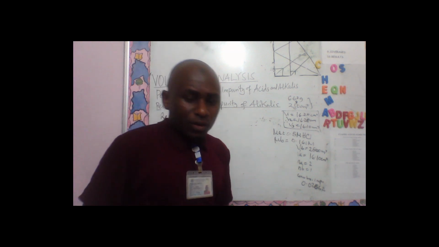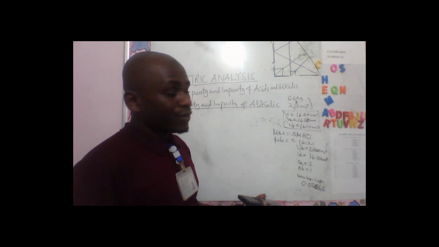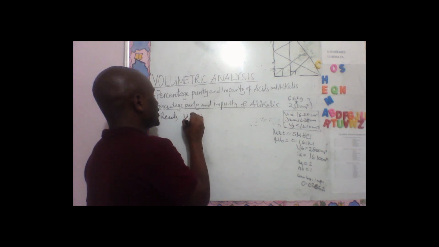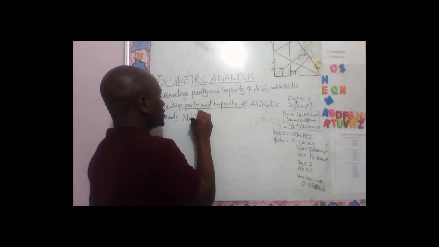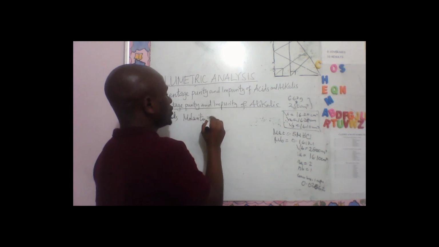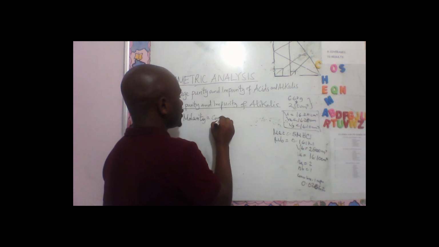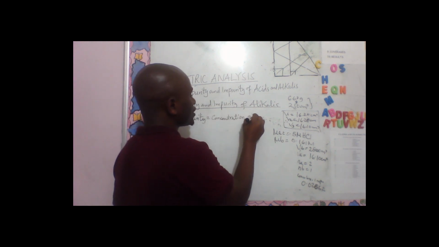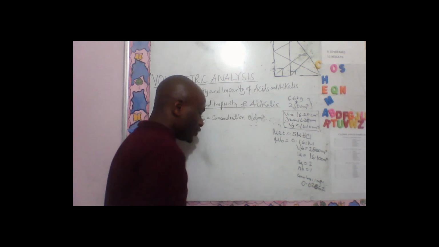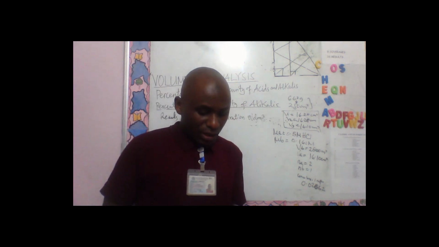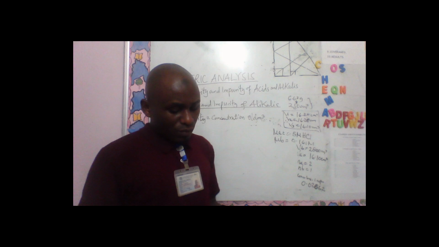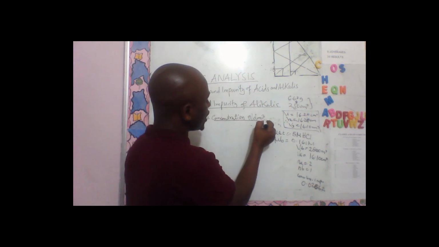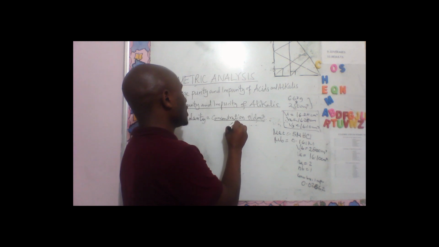We are just recalling. When we recall, we turn back. Molarity is related to concentration, and the concentration we are talking about here is in gram per decimeter cube. After knowing that, we are supposed to divide by molar mass.